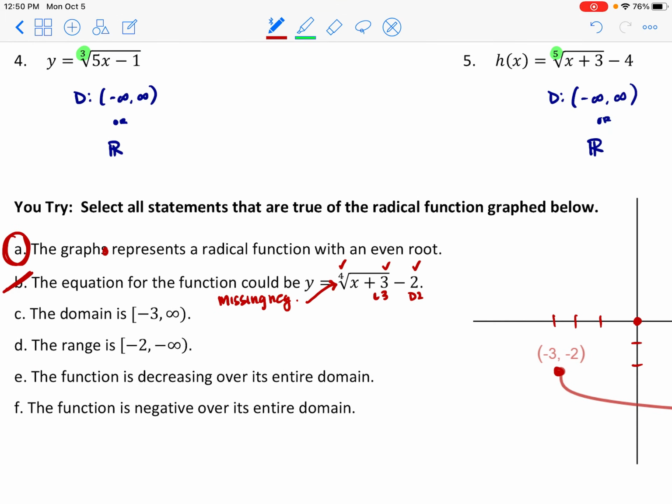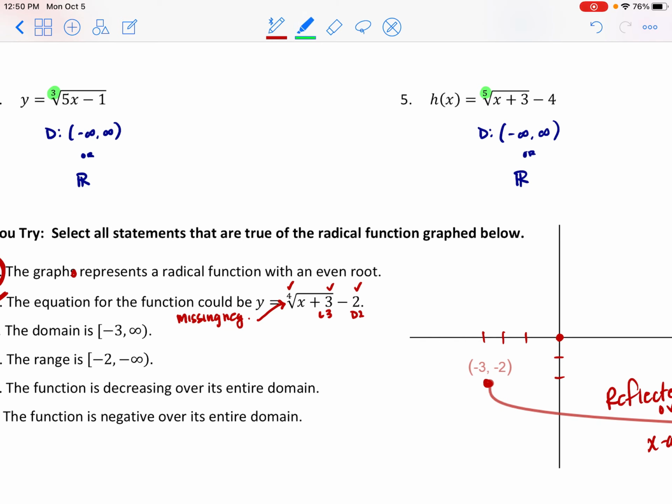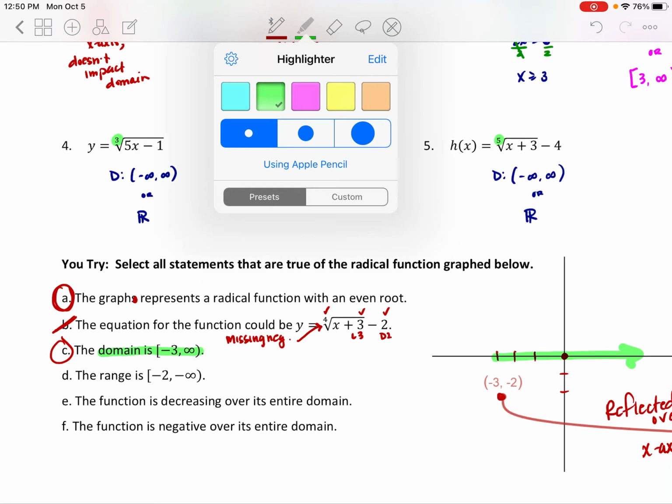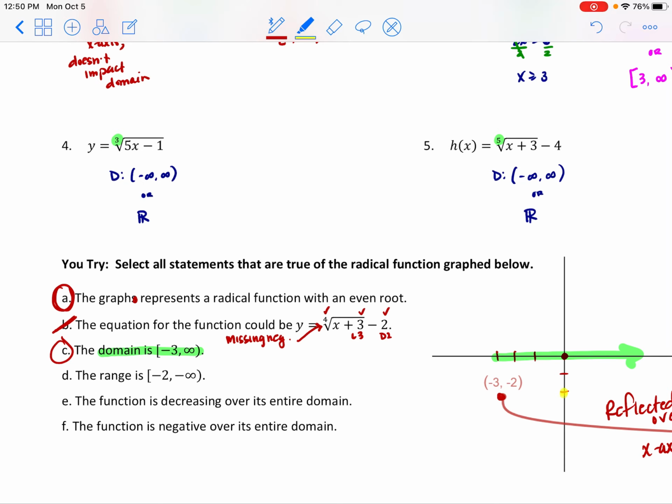Okay, next one says the domain is from -3 to infinity. -3 to infinity, that looks good for the domain. So we're going to say yes, that one's true. The range is -2 to -infinity. Is close-ish. So the range does have an endpoint here at -2, and then it does go down to -infinity, but when we're giving this, it's supposed to go smaller number to larger number, so this is going to be wrong because it should be from -infinity up to -2. Okay? So otherwise that would have been fine.